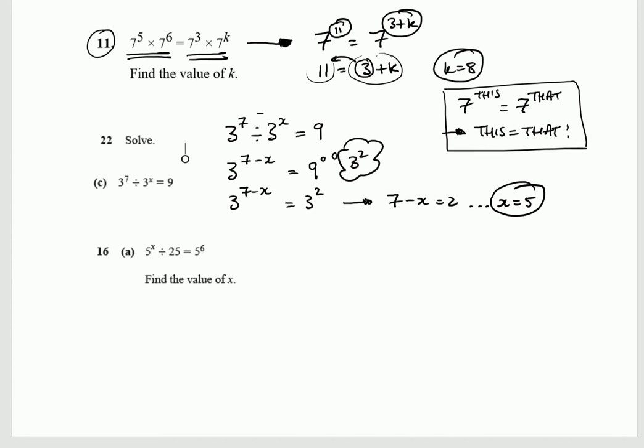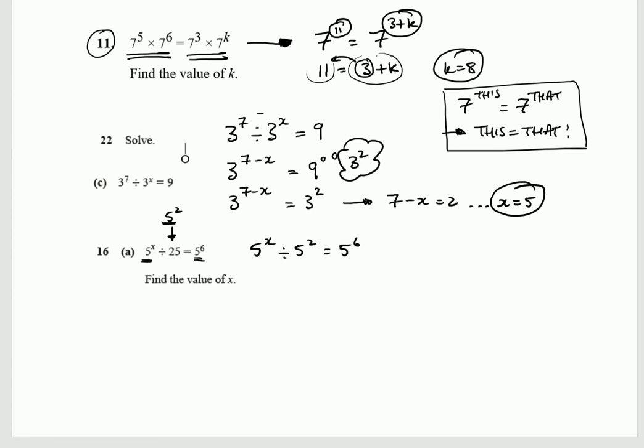Now we're going to use a similar trick to do the final question. We can see 5 to the power of something over here, and 5 to the power of something over there, and then 25 is the odd man out. But if we know a little bit about our square numbers, we know 25 is 5 squared. So that can be written down as 5 to the power of something as well, and that's going to make our life easier. 5 to the power of x divided by 5 to the power of 2 instead of 25 equals 5 to the power of 6.